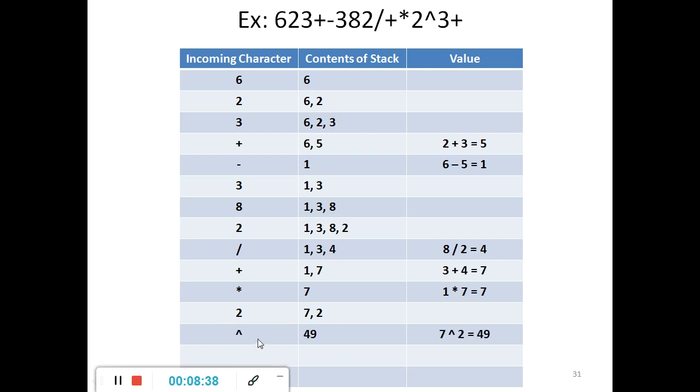Now we have an operator which is exponential operator, so I perform 2 pop operations. Please understand that it is 7^2 that is done and not 2^7. So the second pop gets me the first operand, and the first pop gets me the second operand in order of evaluation. So 7^2 gets me 49, which is available on the stack. The same thing is true for the remaining operator as well. So when I encounter plus symbol, I perform 2 pops, and then 49 is added with 3 to get me the answer as 52.